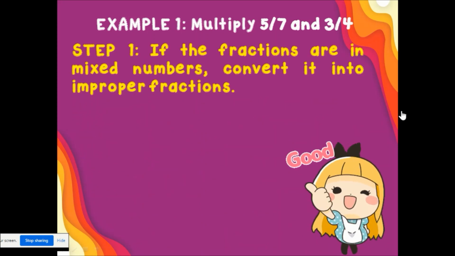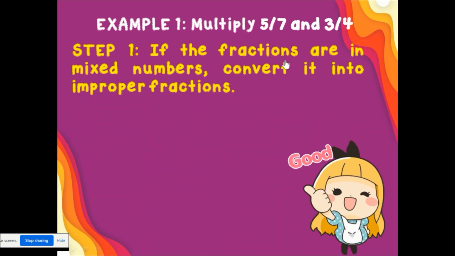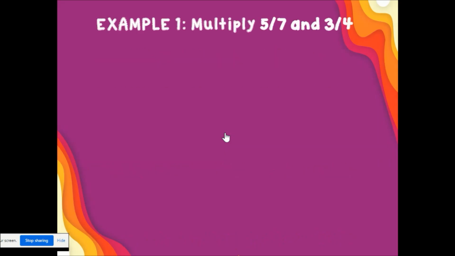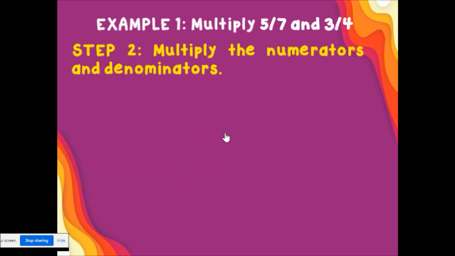So let us try this example. Let us multiply 5 over 7 and 3 over 4. If the fractions are in mixed numbers, convert them into improper fractions. Since 5 over 7 and 3 over 4 are not mixed numbers, let us multiply them as is. Next step, multiply the numerators and denominators.